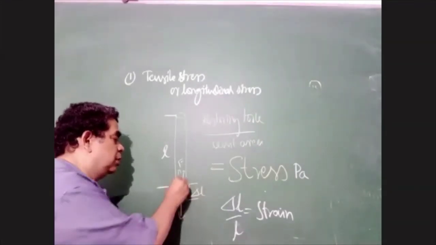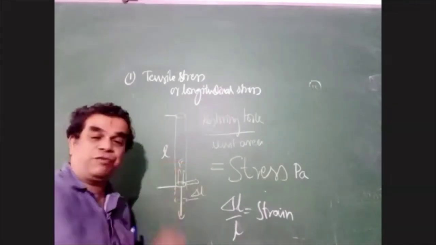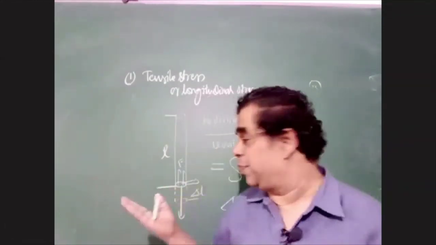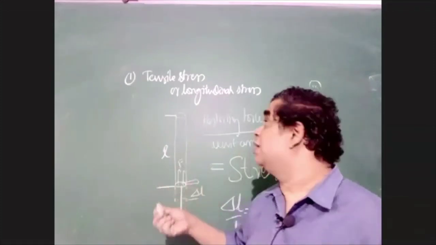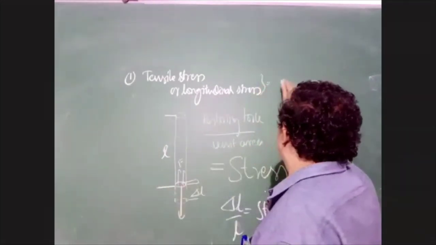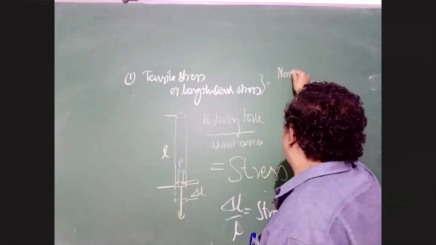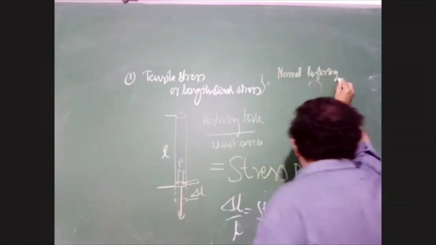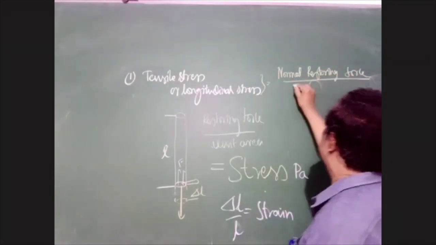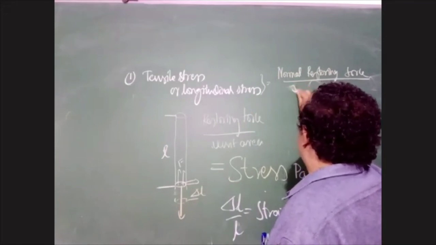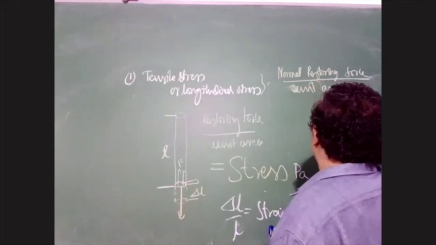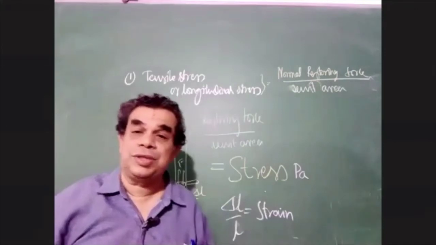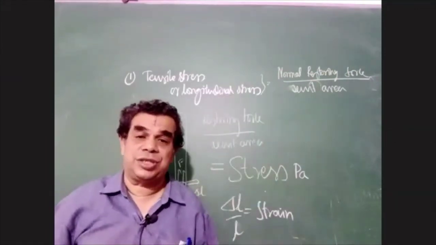That means, say this is the area, and the restoring force is F there. Why is it called normal force? It's acting normal to the area. This is the area, and the force acts normal to that area. That's why we define this as normal restoring force per unit area. So that's what we call longitudinal stress or tensile stress.